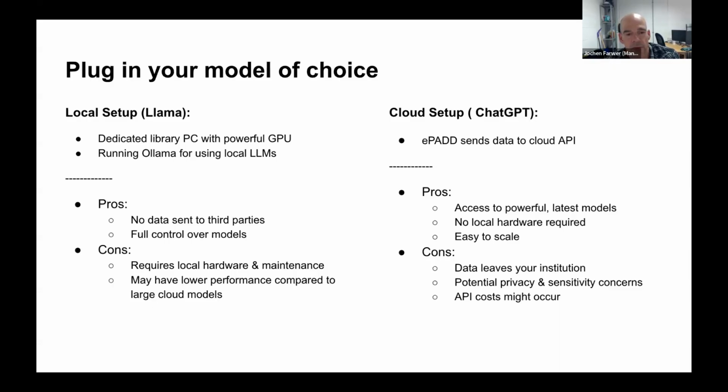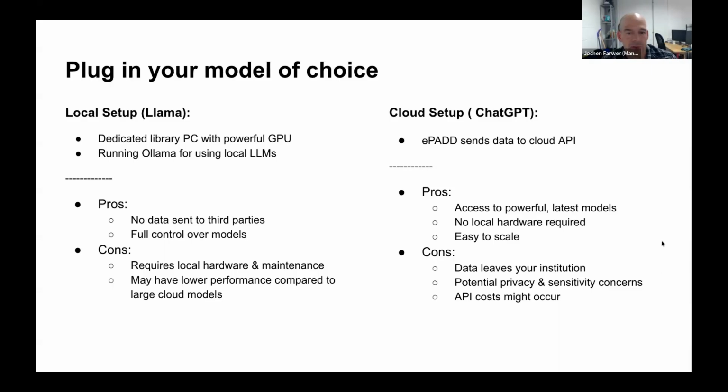So one solution to this is to use local hardware, and we do that at the Manchester University Library. We have a dedicated PC with a powerful graphics card, and there we are running Ollama, which allows running local LLMs. That means no data is sent to third parties, and we have full control of the models, which is really nice. But of course, you need local hardware and maintenance, and the performance might be lower than large cloud models.